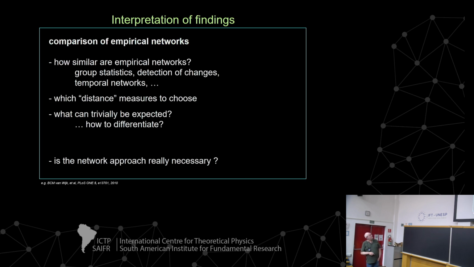Now comes this question: how do you compare empirical networks? If you ask how similar they are, you can do something like group statistics, detecting changes. You can go for temporal networks and ask, is there something? And then you ask mathematicians from graph theory, what is a good distance? Weierstrass, Gromov. You go into the prerequisites. Let's assume that both networks that you compare have equal size.